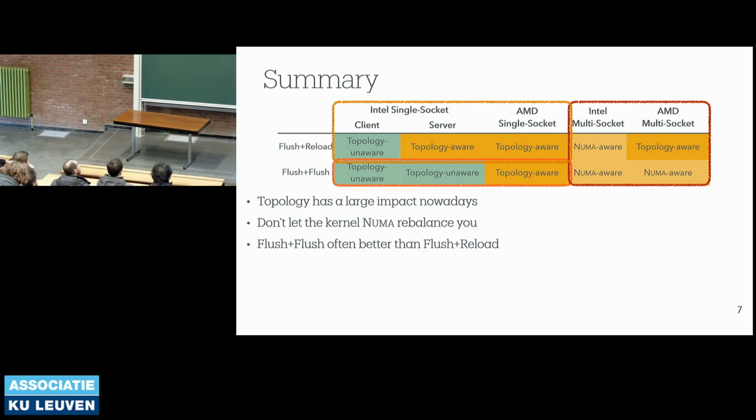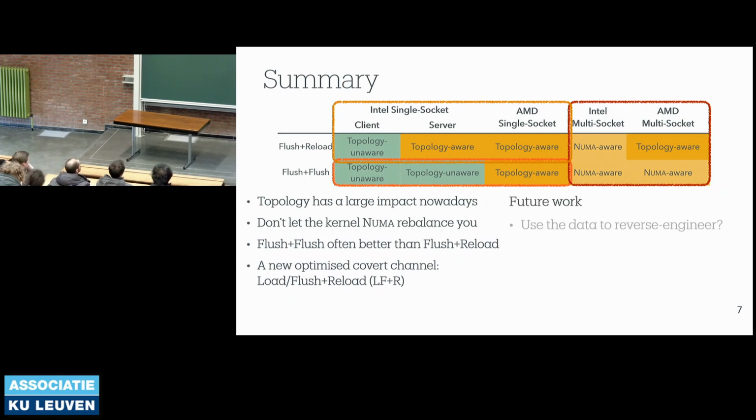And flush and flush is not an insignificant thing. It is a primitive that is worth studying in its own right because it can be better than flush and reload, which is useful. And we get a new optimized covert channel that, if we could talk about that, but that is a side note. Future work: we want to use the data to reverse engineer.